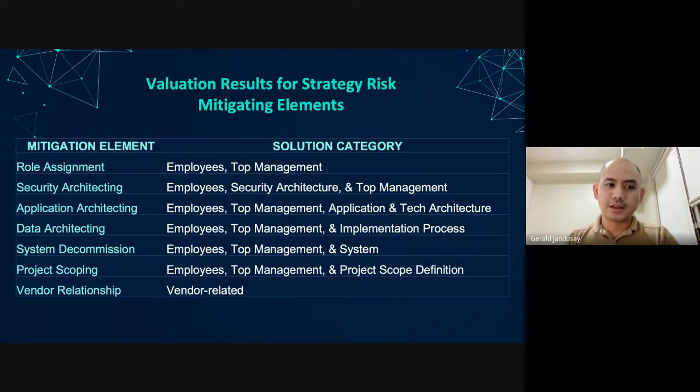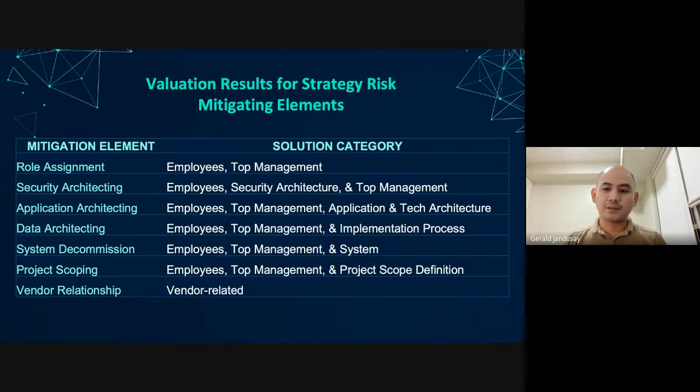Okay, and the second is the security architecting. There are several kinds of solution categories, including employees, security architecture, and top management. So these should be adopted in order to mitigate with this strategy. And the third one is the application architecting, which is composed of 7 kinds of solutions that focus on the employees, top management, application architecture, and technology architecture.